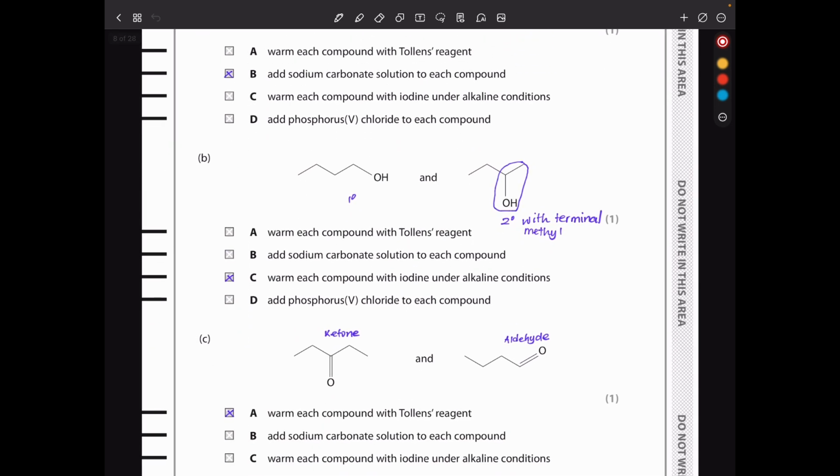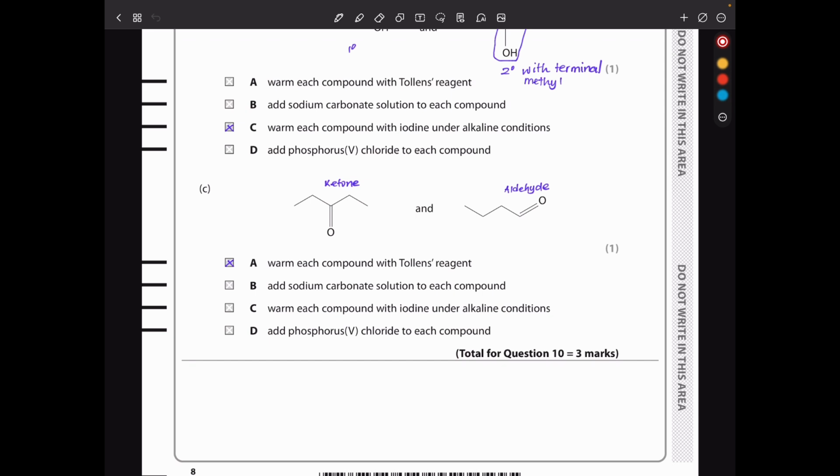Then here we have a primary alcohol and we have a secondary alcohol. But the difference is the secondary alcohol has a CH3 here, meaning we can use iodine in sodium hydroxide because iodine is going to cause the oxidation of this into a ketone, and then we will have a C=O, or a carbon-oxygen double bond, attached to a CH3, and so that is going to give a positive test with the iodoform test. So the answer is C, warm each compound with iodine under alkaline conditions.